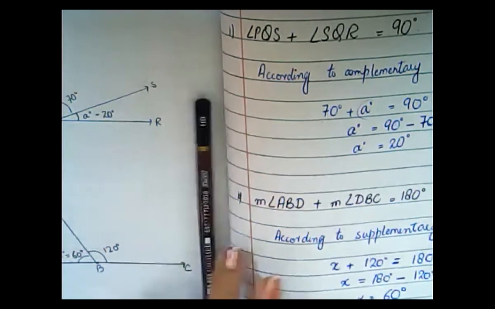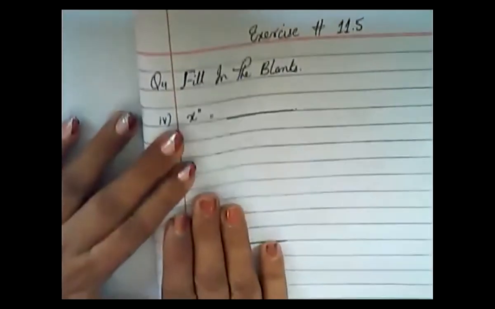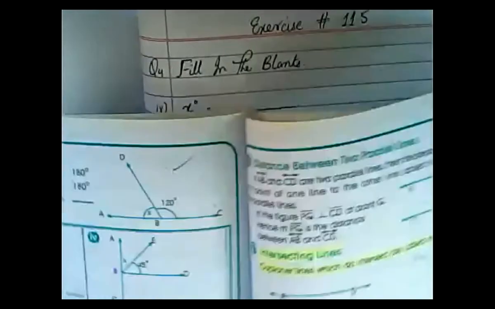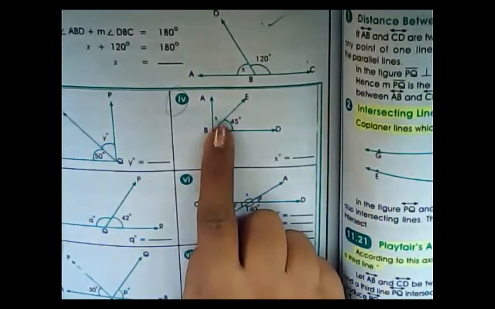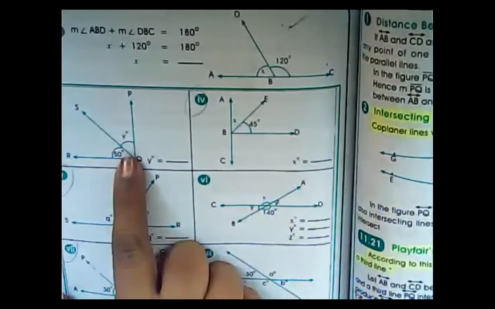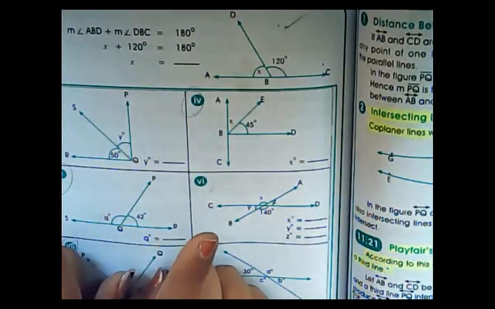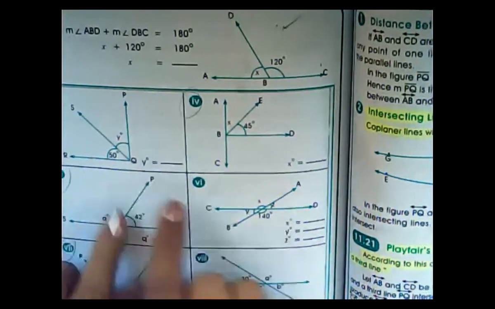Okay, now move on to the next one. Question number 4. Which is your question number 4 in the book? Look here. This is your question number 4. This one is very simple. As you know, 50 plus y will be equal to 90 degree. So you will find it with the help of complementary angle. Now look at this one.